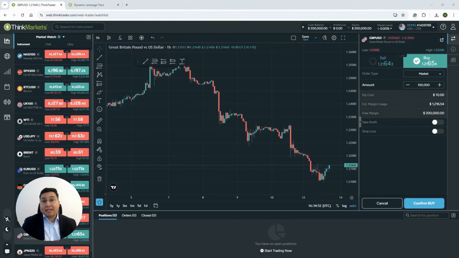Now, dynamic leverage is a leverage that changes depending on the position size. But in short, what we're dealing with here, if you're a trader, is that you can open quite big positions with very small deposits. In fact, you can have leverage up to 2,000.